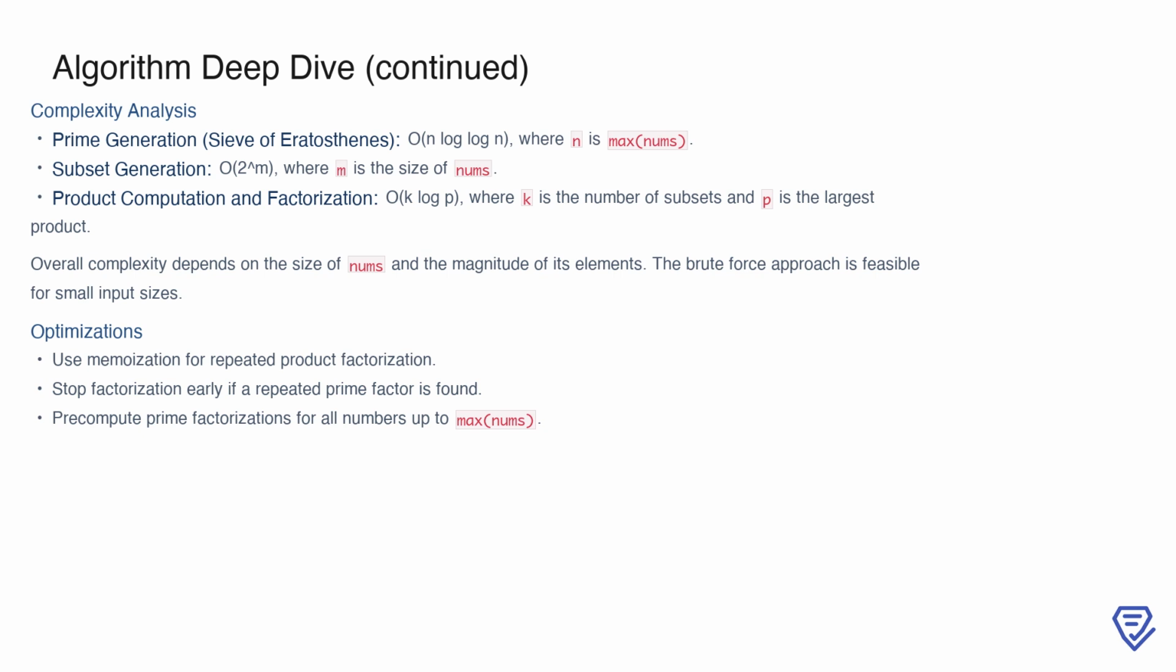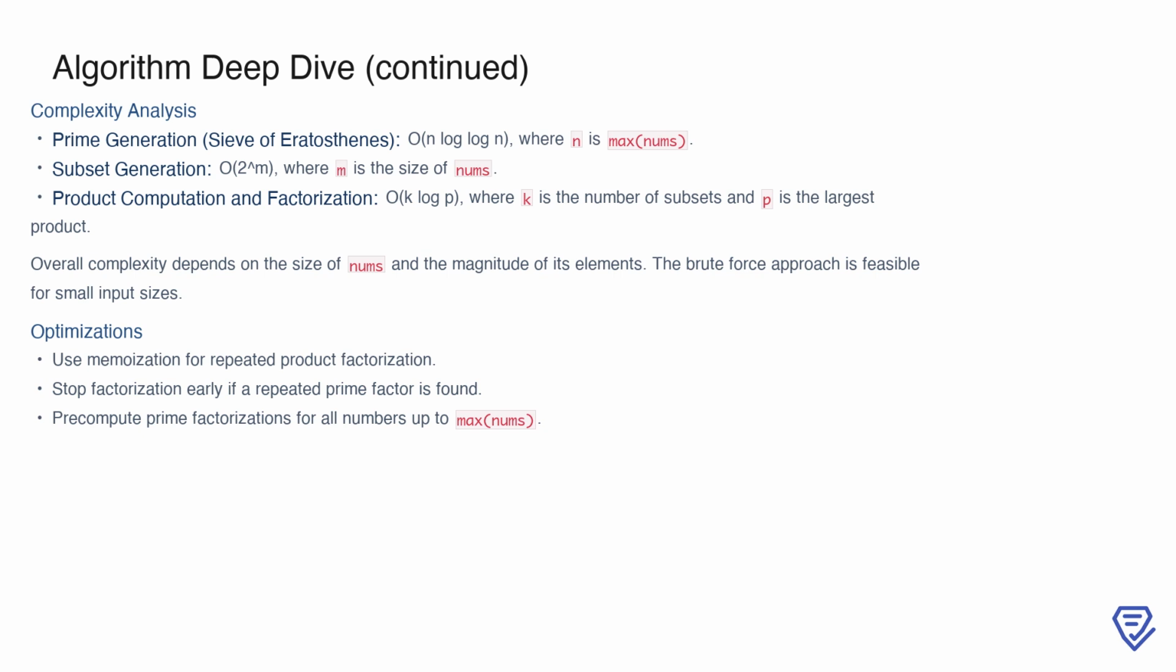Generating subsets using bitmasking takes O(2^m), where m is the size of the array. For each subset, computing the product and performing prime factorization is O(k log p), where k is the number of subsets and p is the largest product. Together, this makes the brute force approach feasible for small arrays but computationally expensive for larger inputs.